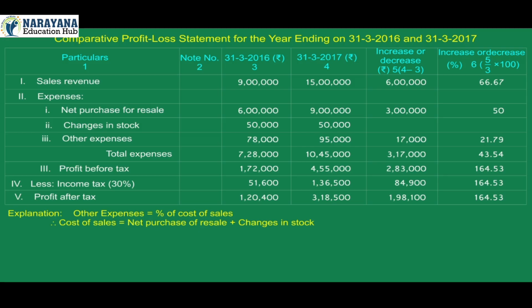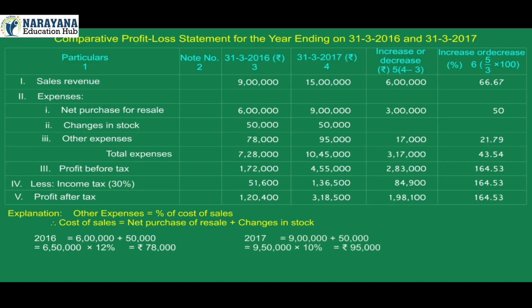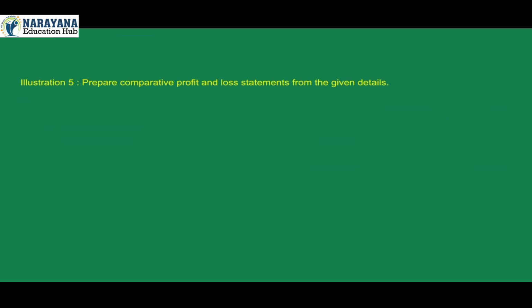percentage of cost of sales. Therefore, cost of sales is equal to net purchase of resale plus changes in stock. 2016 is equal to 6 lakh plus 50,000, is equal to 6 lakh 50,000 into 12%, is equal to rupees 78,000. 2017 is equal to 9 lakh plus 50,000, is equal to 9 lakh 50,000 into 10%, is equal to rupees 95,000.